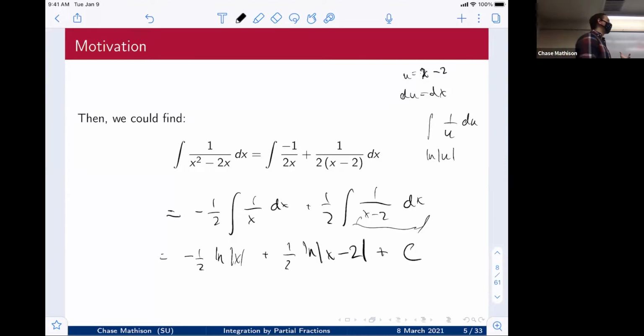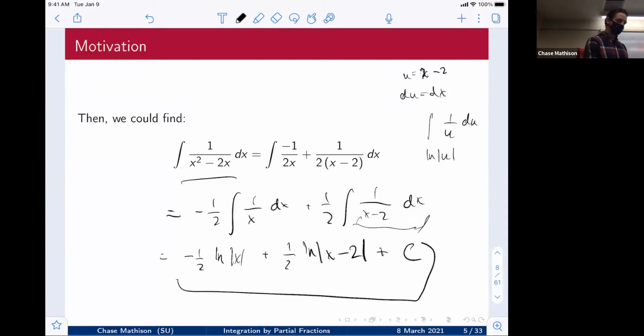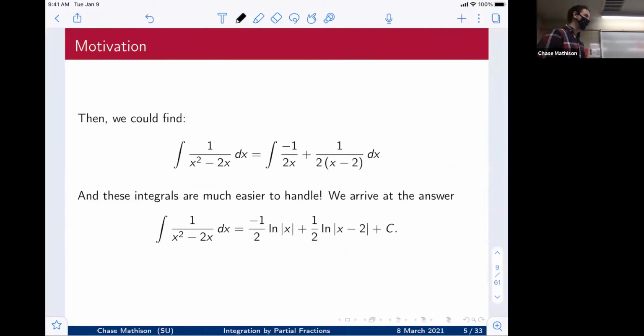So if you were to complete the square and use a trig substitution, your answer would actually look a little different. They would be the same answer on a specific interval, but this answer is actually what I would call more correct. This is an antiderivative of 1 over x squared minus 2x on the whole real line, except for at 0 and 2. Whereas if you use trig substitution, you get an antiderivative that's only valid on a smaller set. So this is a more useful method in this case.